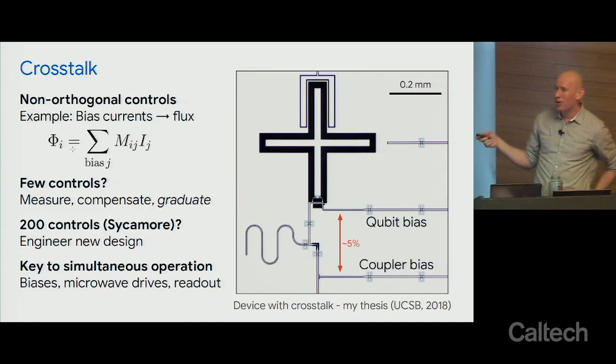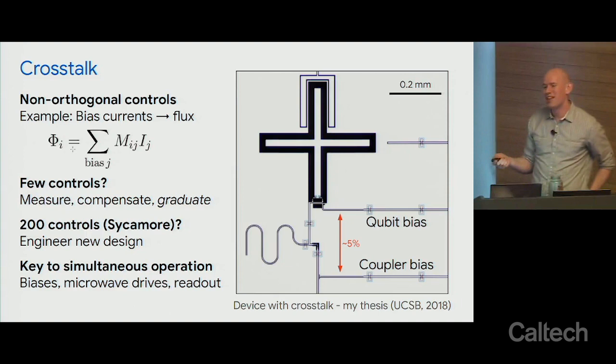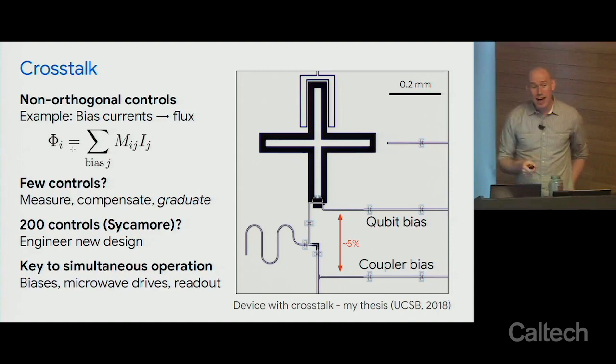And I would encourage all of you to take that to heart. But, you know, what if you have like 200 controls, which is what we're dealing with in this Sycamore processor? Well, you really need to engineer a new design. I would not suggest trying to brute force your way out of this one, measuring some crazy 200 by 200 matrix. And by the way, having limited crosstalk, very small crosstalk, is essential to achieving simultaneous operation with high fidelity.